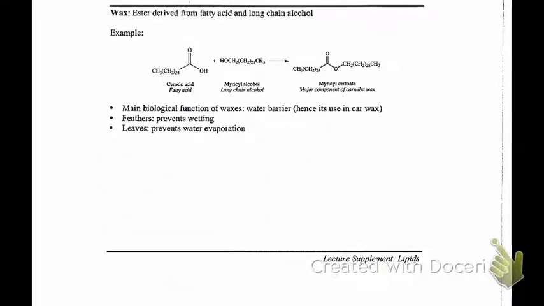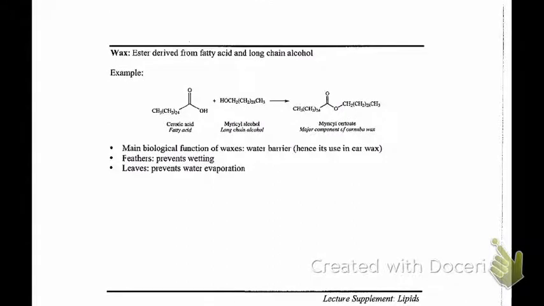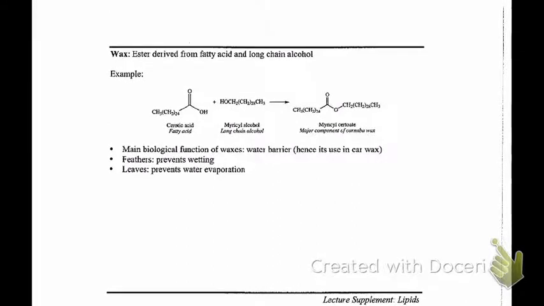All right, next let's talk about the next class here. Those are compounds classified as waxes. A wax is simply an ester derived from a fatty acid and a long alcohol. So a wax is simply an ester that has 2 long carbon chains.